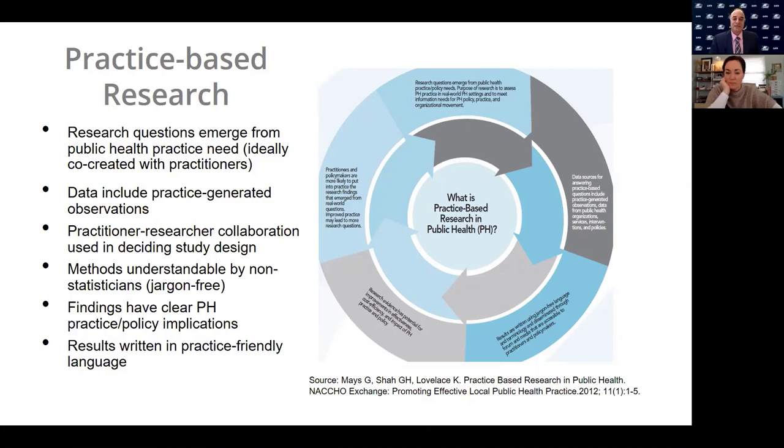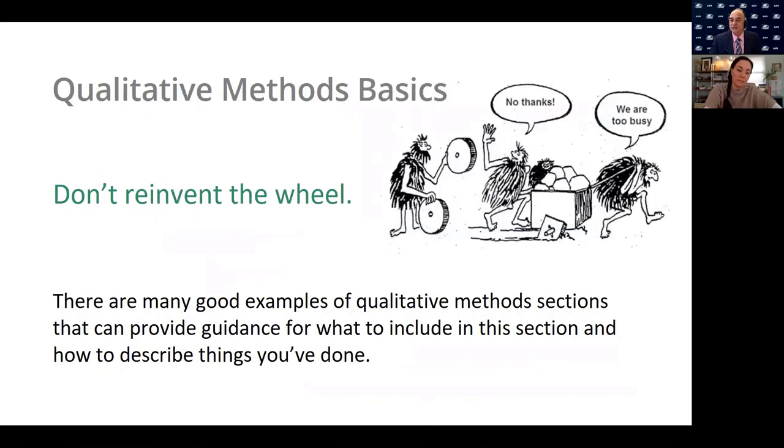And as I said, there's one source given, and the other article that I mentioned is Shah, G.H., Loveless, K., Mays, G. Diffusion of practice-based research in local public health. What differentiates adopters from non-adopters? It's published in the Journal of Public Health Management and Practice in 2012, and we will be happy to share the full citation. So next slide, and Dr. Yeager, please take on.